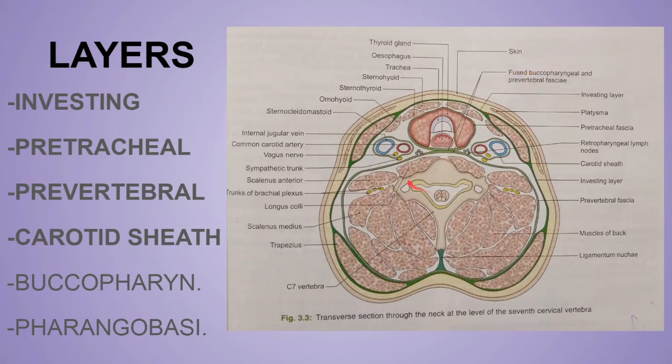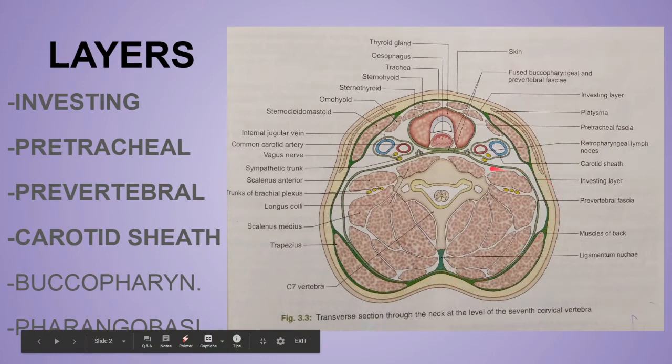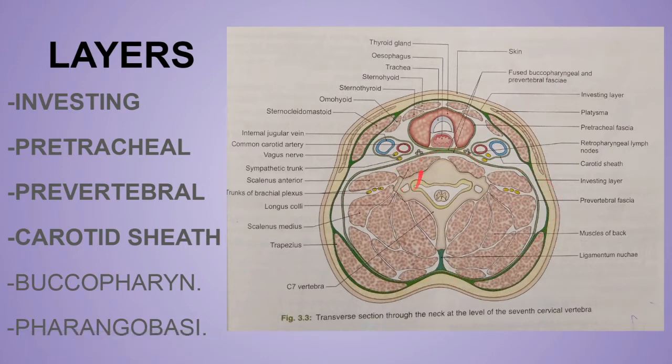The prevertebral fascia is this one. This is the 7th cervical vertebra. Over here we have the longus colli muscle. This is scalenus anterior, scalenus medius, and between the scalenus anterior and the scalenus medius we have the trunk of the brachial plexus. These are all muscles of the back.